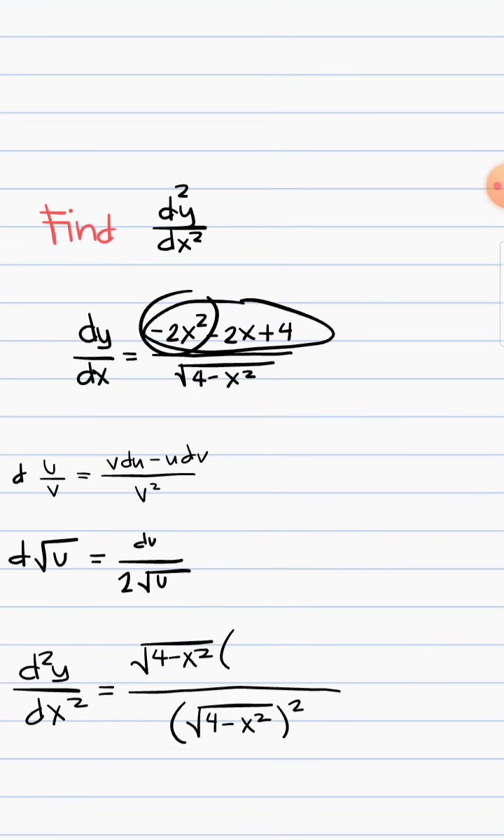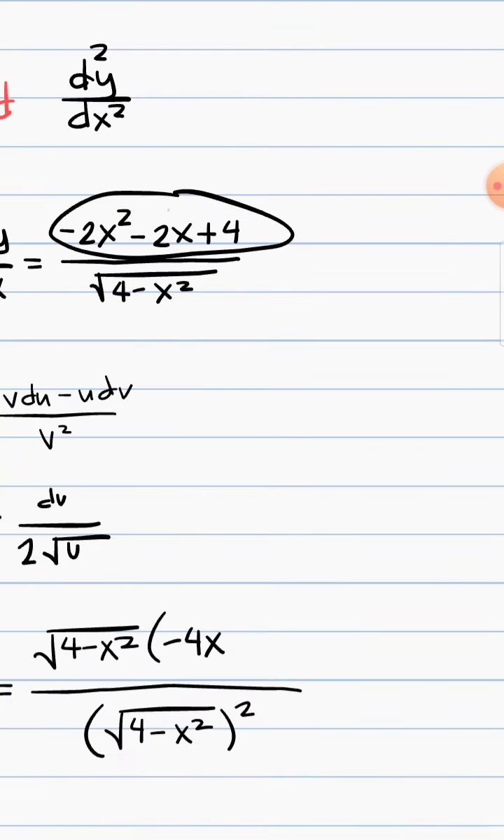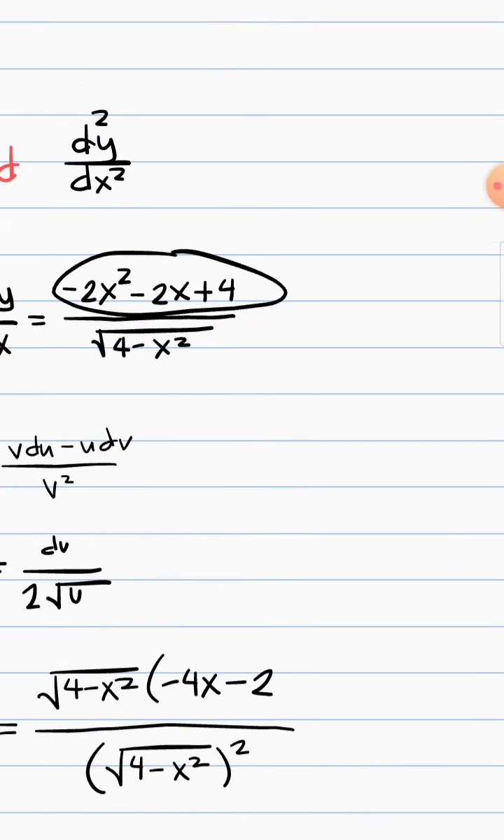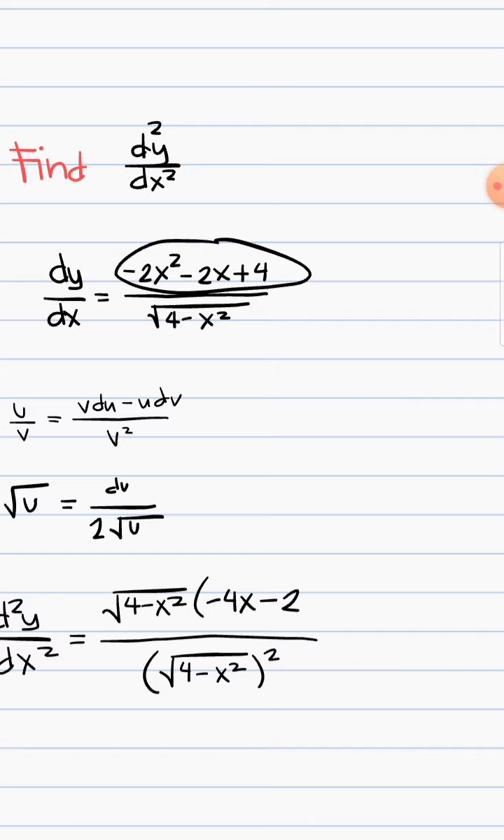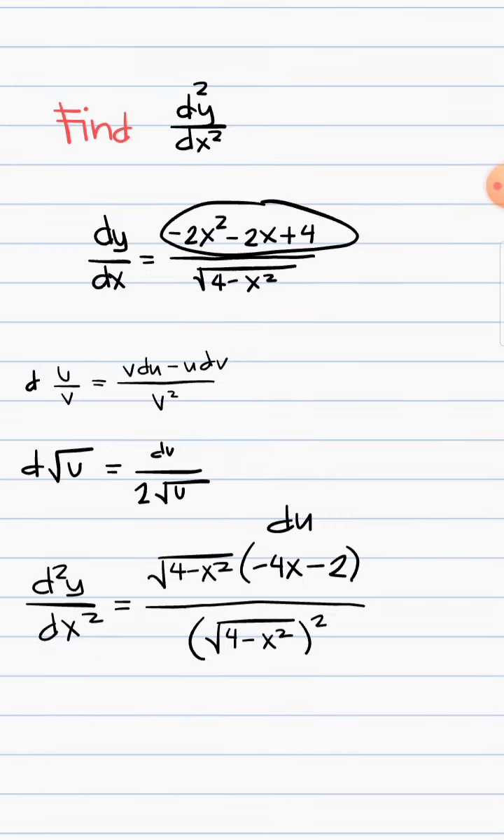For this one, the first term would be negative 4 times x. The second term is negative 2. Then the last term is 0, because the derivative of a constant is 0. So this is our du. That's our du part. This is our v. And this is our v squared.